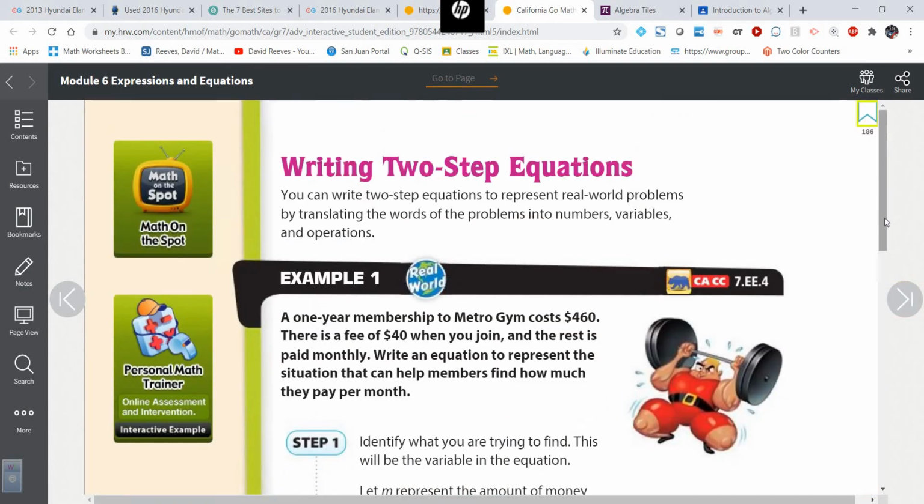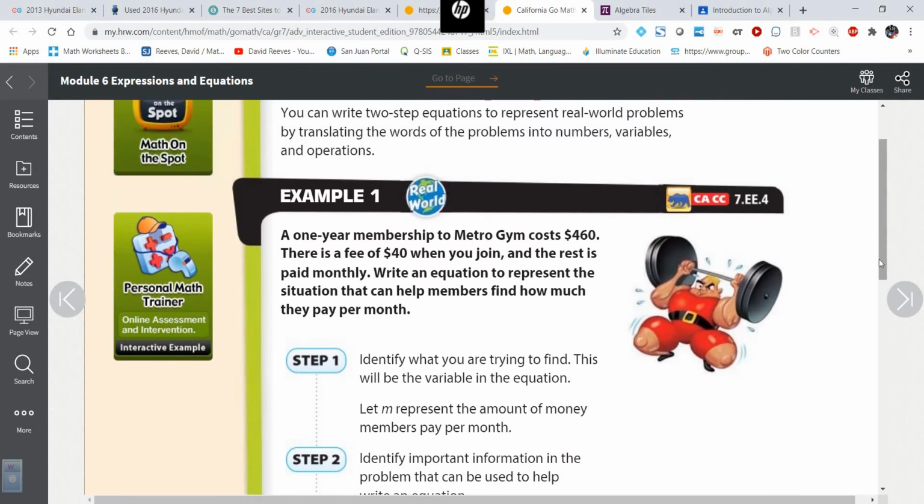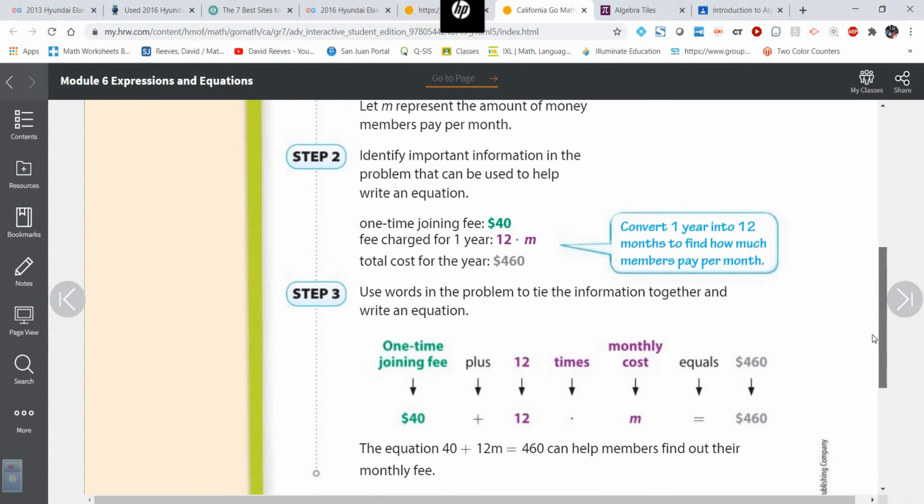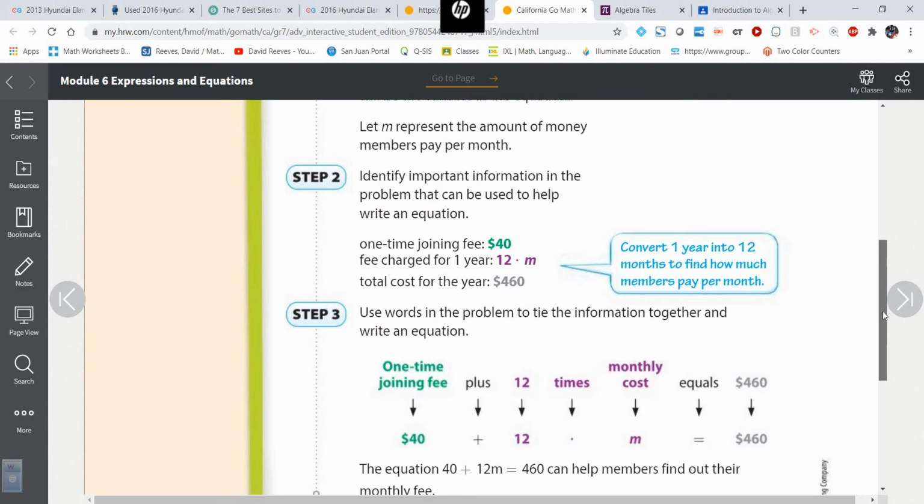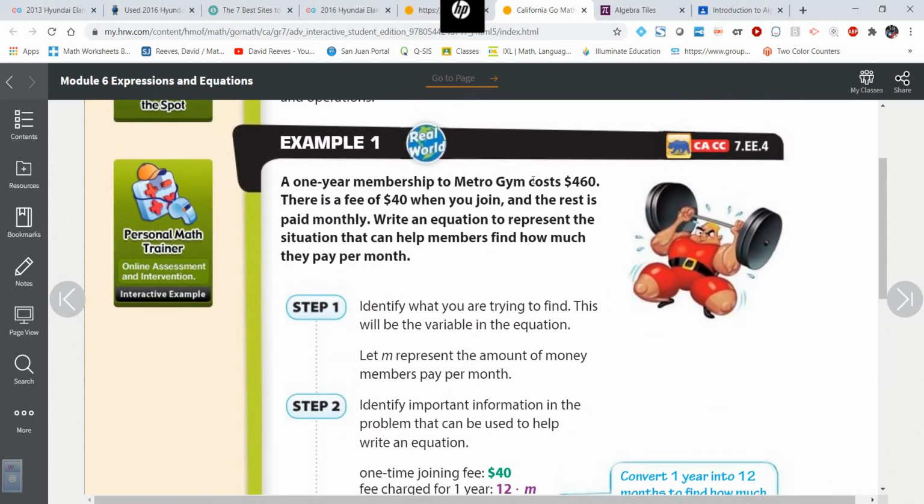So let's talk about modeling word problems. They're going to be giving you problems asking you to write equations, and then ultimately you're going to have to solve those equations. Take a look at this problem: a 1-year membership to Metro Gym costs $460. There is a fee of $40 when you join, and the rest is paid monthly. Write an equation to represent the situation that can help members find out how much they pay per month.